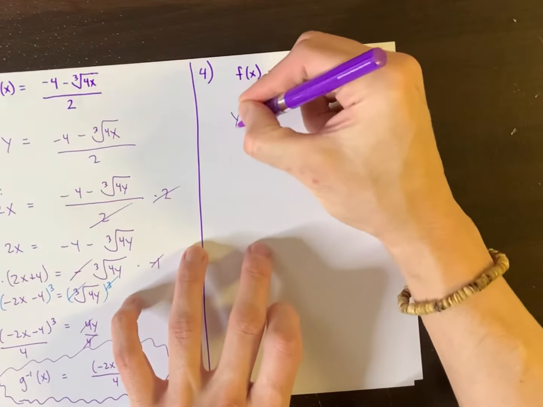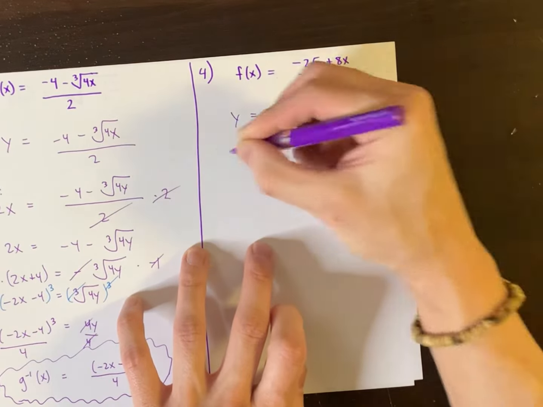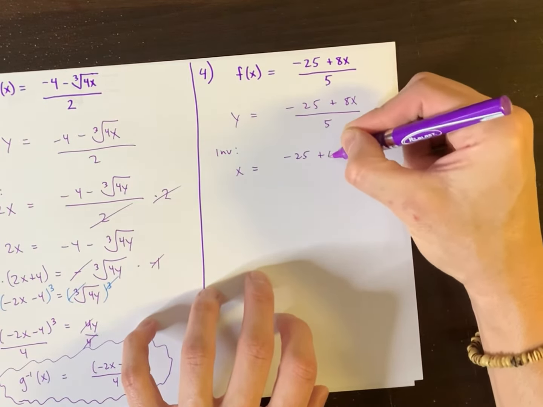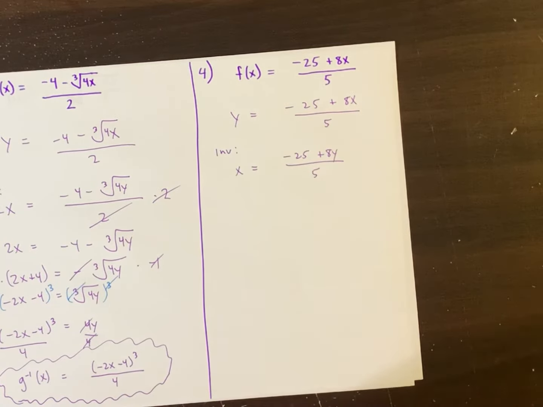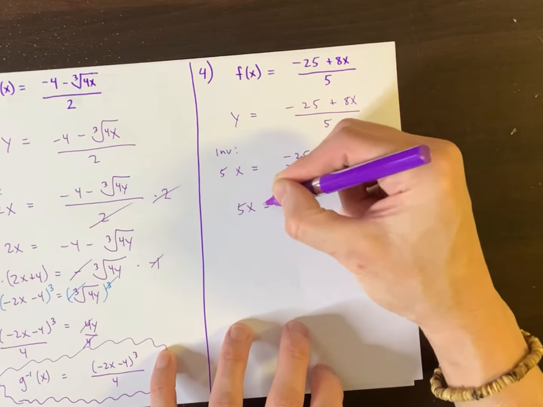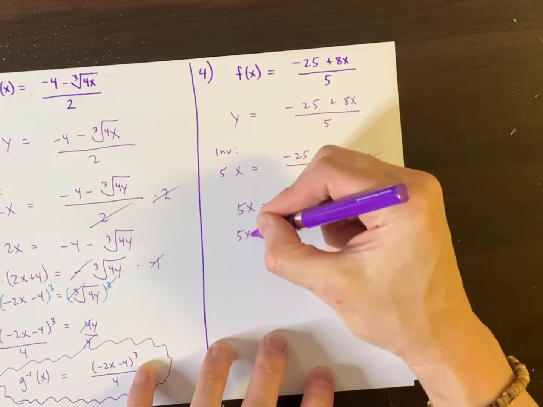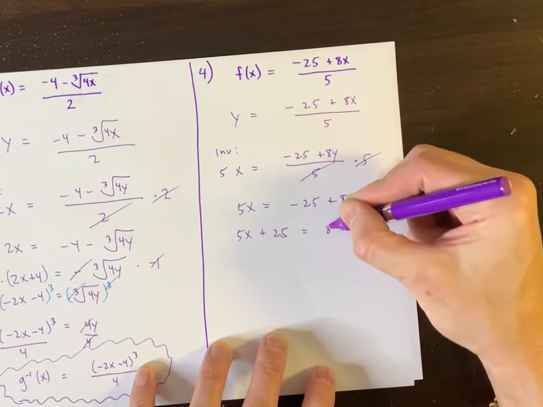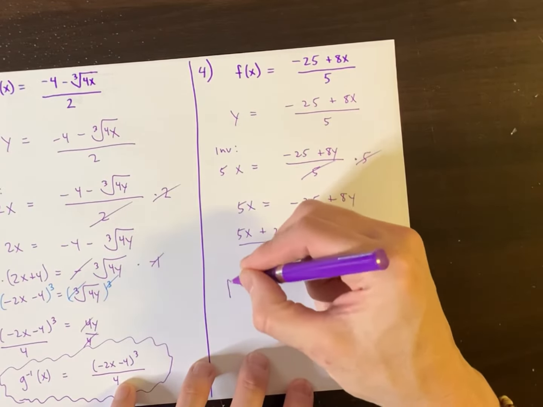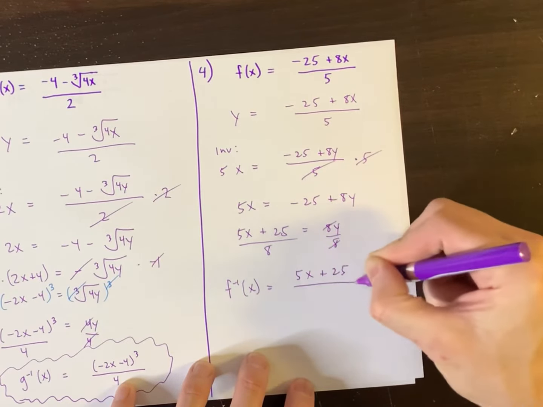Number 4. Let's pretend that says y equals. Everything else can stay the same. And now we are prepared to find the inverse. So we will swap x's for y's, and we'll solve for y. Maybe we can multiply by 5 to get rid of the denominator. Gone, gone. So it's 5x equals negative 25 plus 8y. Why don't you add the 25 over to the other side, and then we can divide by 8 to be done with this problem, and then use proper inverse notation. The original function was called f, and so its inverse is called f inverse of x.